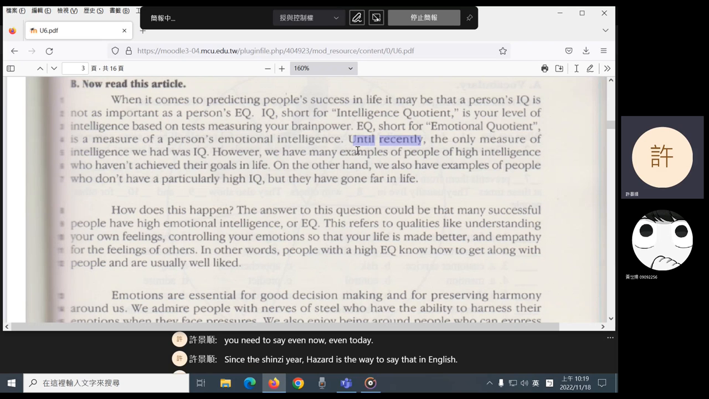So when it says until recently, it is talking about the past, the old idea. So the old idea is, the only measure of intelligence we had was IQ, right? Had, 过去式, in the past. This is the old situation.